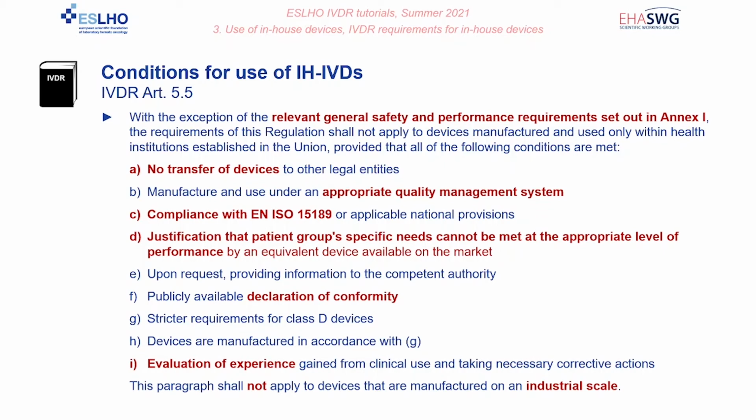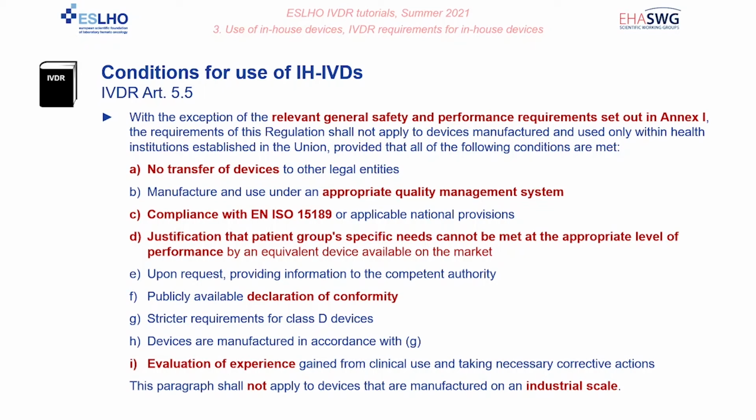Article 5.5 is a small article of less than 1 page. It says that the IVDR requirements do not apply to in-house devices, except the relevant General Safety and Performance Requirements, the GSPR, in Annex 1. Then, it lists a number of conditions that health institutions need to meet in order to be allowed to use in-house devices. The most important ones will be highlighted.